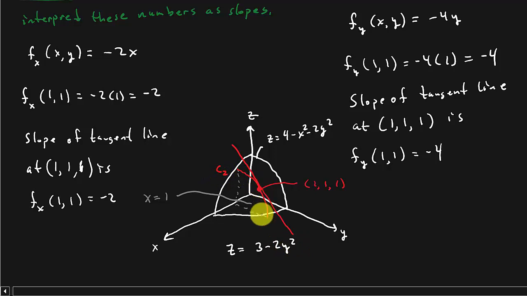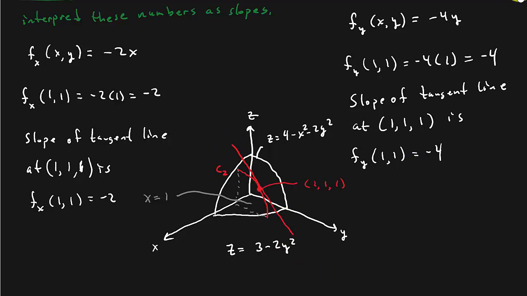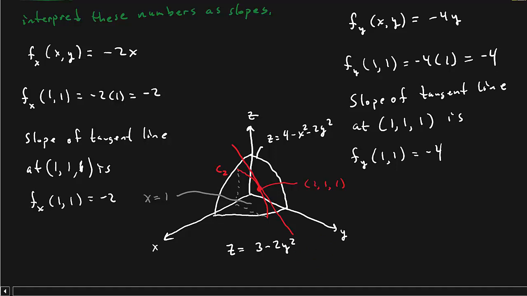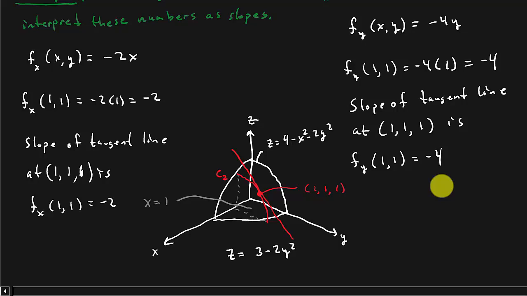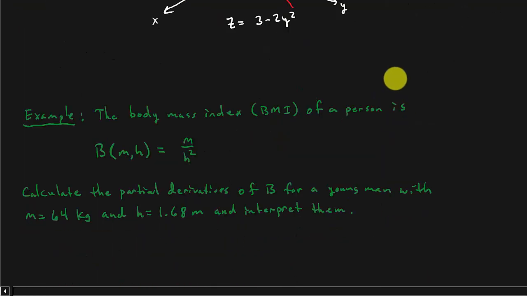And there's your curve C2. And then here's your tangent line to that curve at the point 1, 1, 1, which has a slope of -4. And notice how this is sloping downward in the positive y direction. All right, so there's finding the slopes and interpreting what they are, and giving you a little picture of it. I know my drawings aren't the best, but I think I did a pretty good job on those.